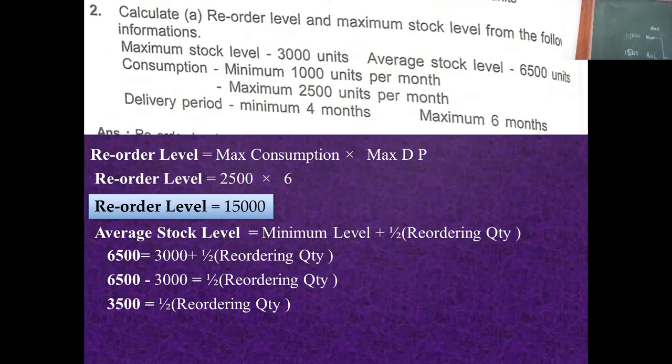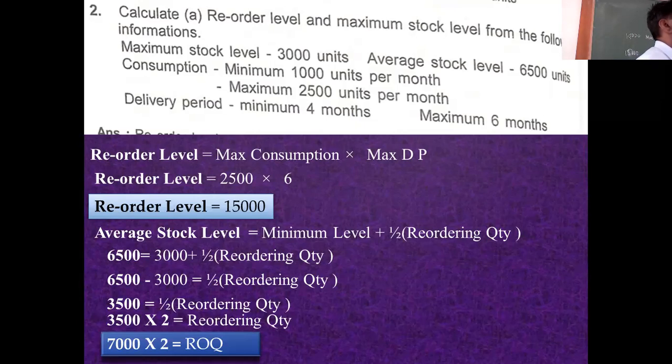Then you take that half to this side. 3,500 into 2 by 1. 2 by 1 is neutral, so you leave it. 3,500 into 2 is equal to EOQ. What is EOQ? 7,000 is EOQ, economic order quantity. Economic order quantity is 7,000. Clear? Then, now I calculate the maximum stock level.